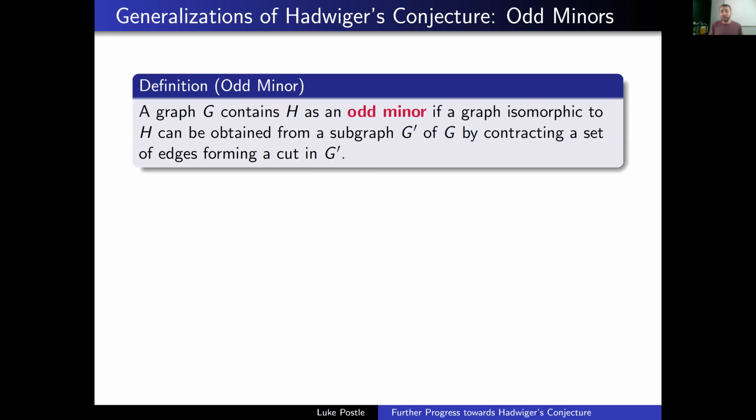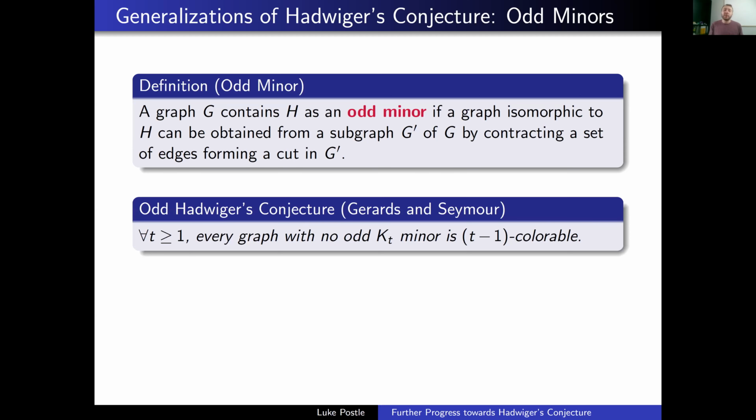One is odd minors. So a graph G contains H as an odd minor if a graph isomorphic to H can be obtained from a subgraph G prime of G by contracting a set of edges forming a cut. So it's a special kind of minor. And Gerards and Seymour, at least by the early 90s, asked the odd Hadwiger version. So if every graph with no odd K_t minor is t minus 1 colorable, is that true?